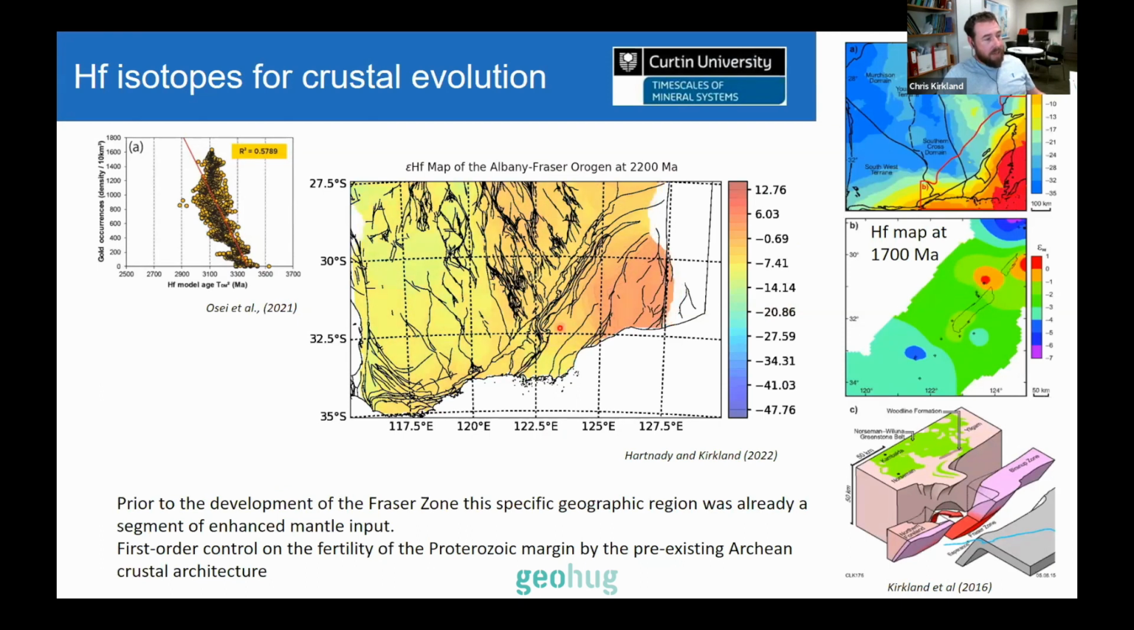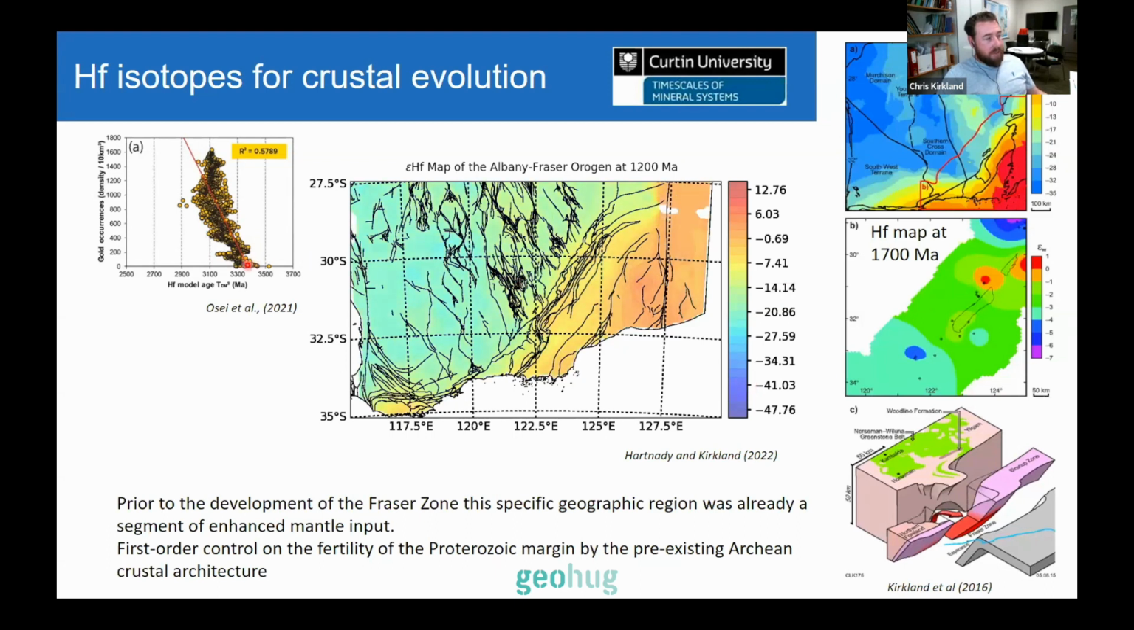So we can actually see here, this is the evolution of the Yilgarn craton from about 2 billion years ago. So we see the development on the margin of the craton of new juvenile material. That juvenile material has got these more positive values, whereas older crust on the ancient part of the craton have got these strongly negative values.